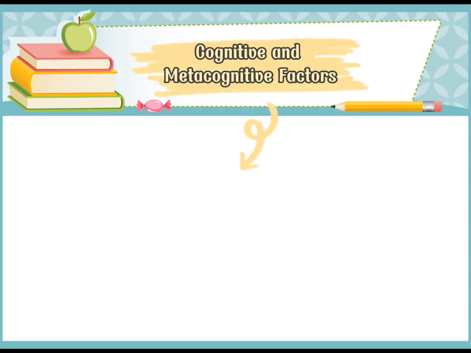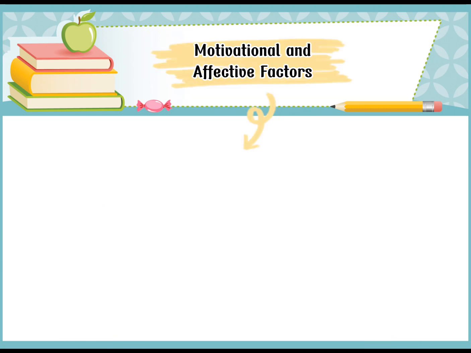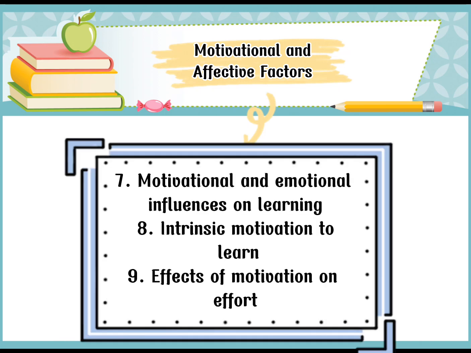In cognitive and metacognitive factors, there are 6 sub-principles: the nature of the learning process, goals of the learning process, construction of knowledge, strategic thinking, thinking about thinking, and context of learning. And for motivational and affective factors, there are 3 sub-principles: the motivational and emotional influences on learning, intrinsic motivation to learn, and the effects of motivation on effort.